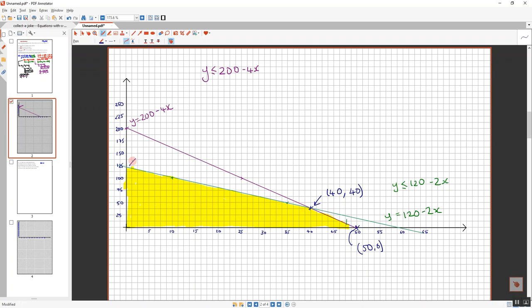It's slightly off because of the way I've drawn it. What's this point? 0. It's going to be 0. Use this line to help. If x is 0, what is the line crossing the y-axis at? 120. Okay, because if x is 0, I get 120 out.